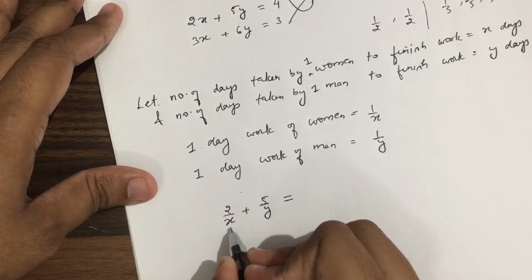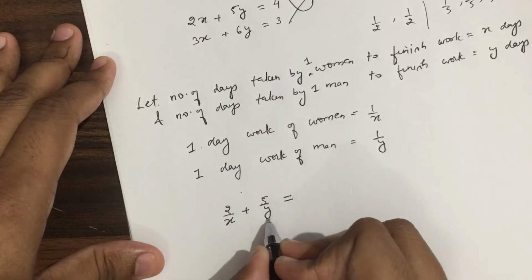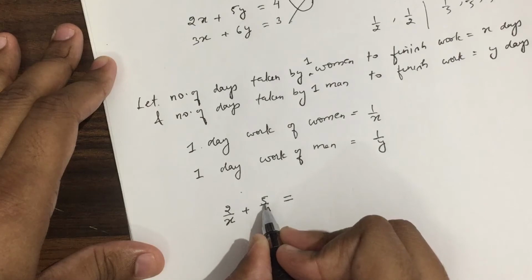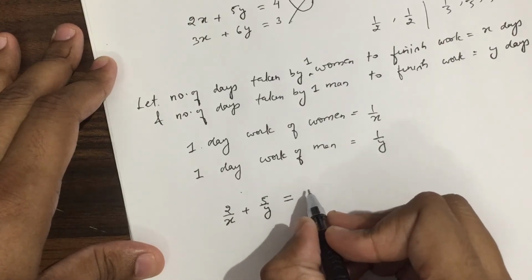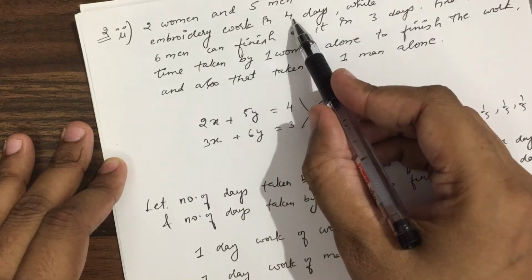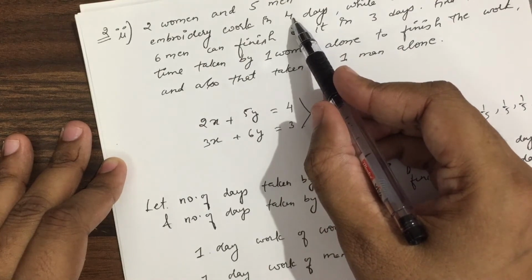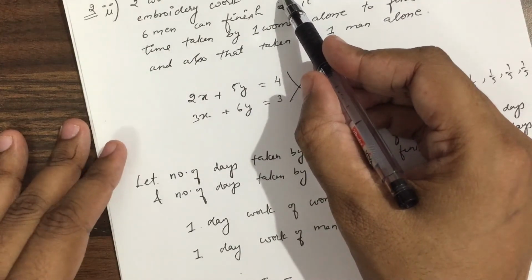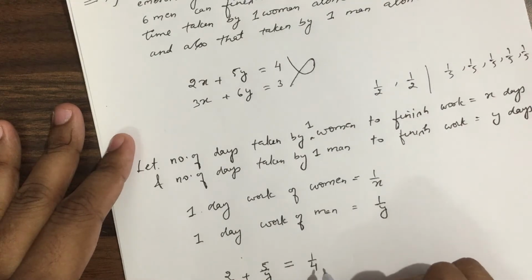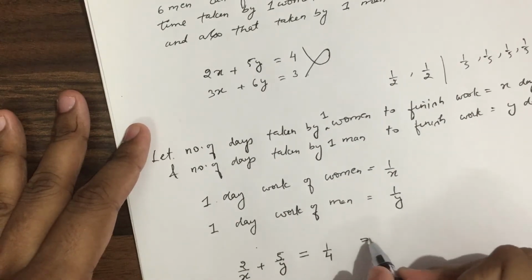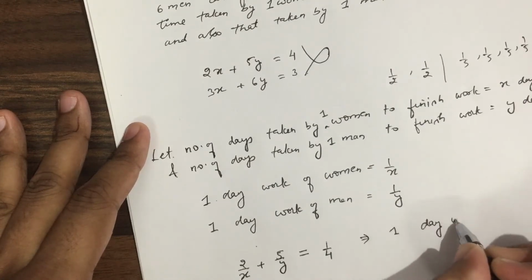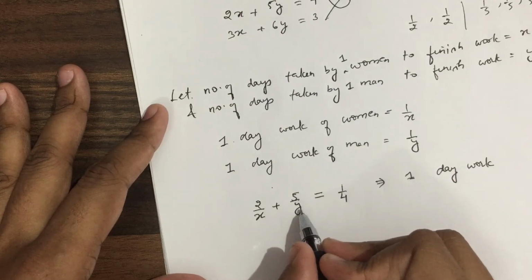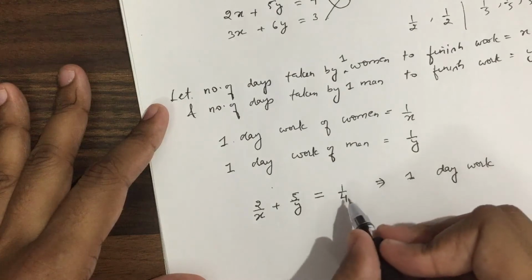This total is 1 day work of 2 women and this is 1 day work of 5 men. So it will be equal to 1 day work. Here they can finish the work in 4 days. So in 4 days, in 1 day how much work will be done by them? 1 by 4. This is how you are going to write. So 1 day work of 2 women plus 5 men will be equal to 1 by 4.